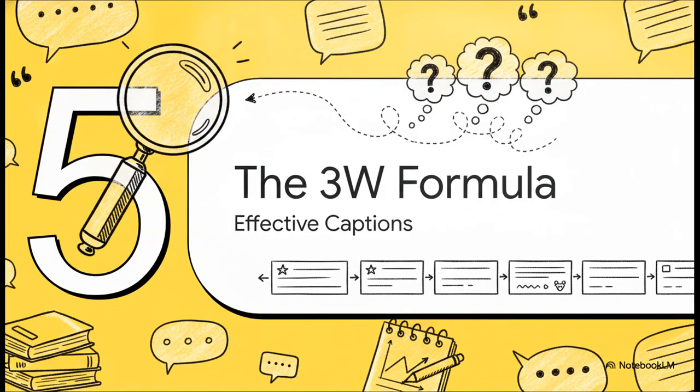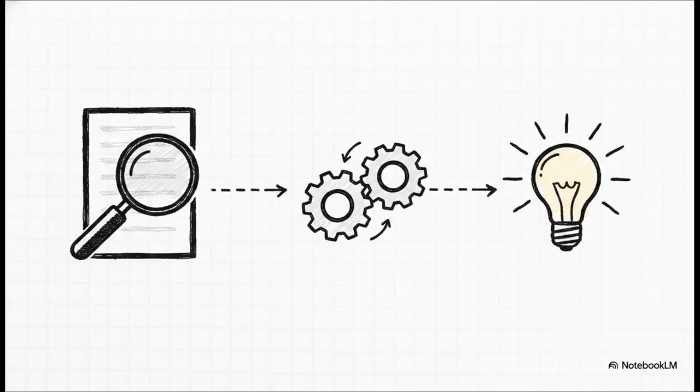Let's get into part 5, the 3W formula for crafting effective captions. To make sure your visuals actually work every single time, you need a foolproof labeling method. Enter the 3W formula: what, how, and why. What explains the basic content, time period, or location. How highlights the methodology, the source, or the scale. And why, which is absolutely the most critical part, explains the significance and the direct connection to your research question. This formula ensures your captions act as an analytical gateway rather than just being some boring, vague title.